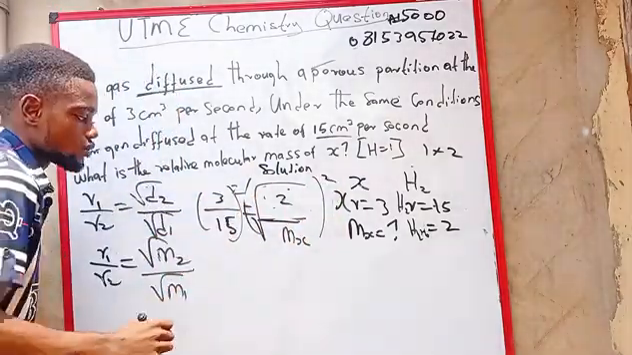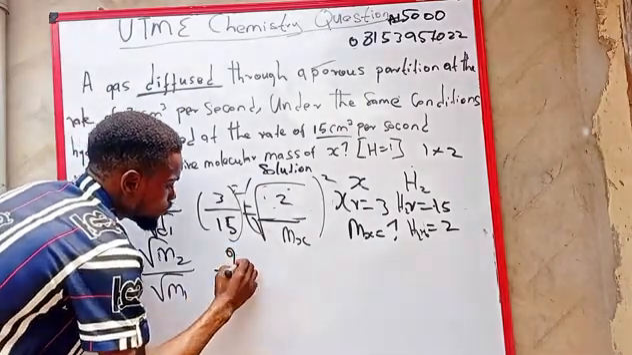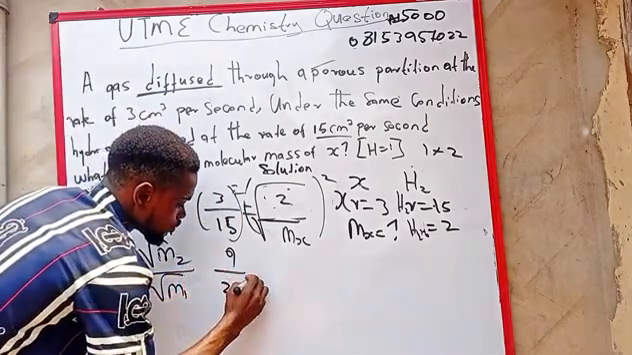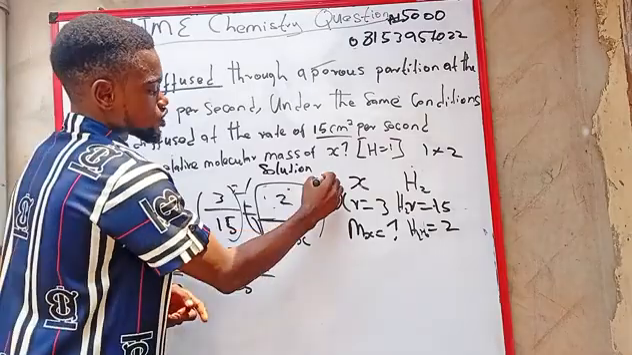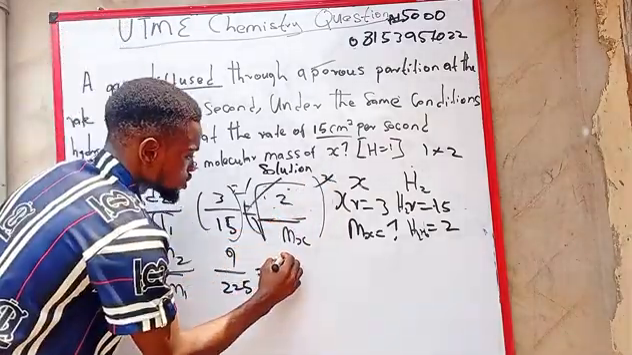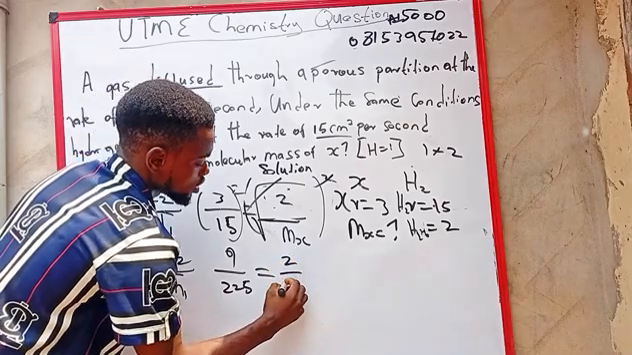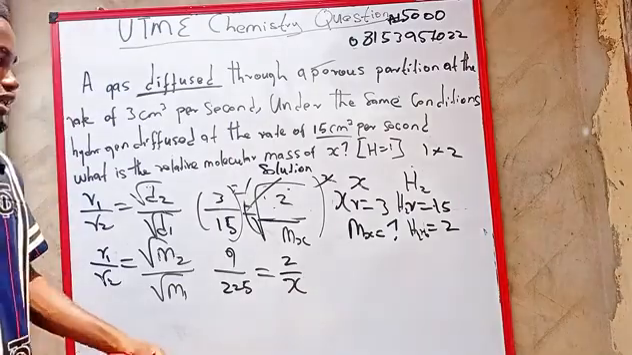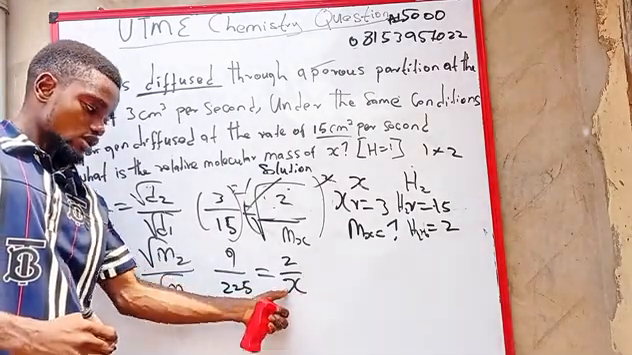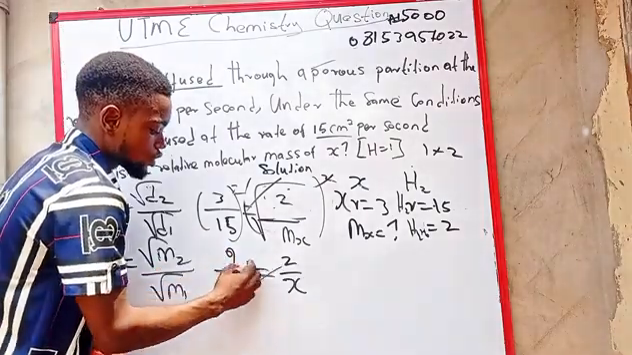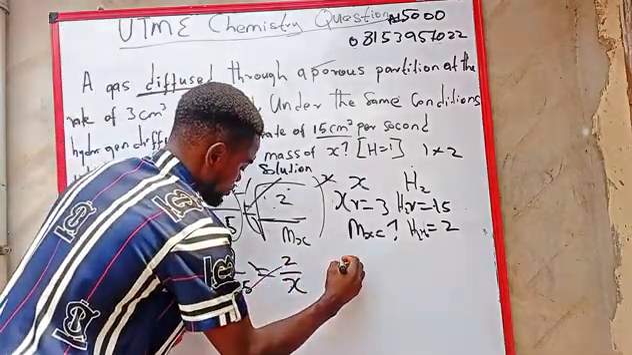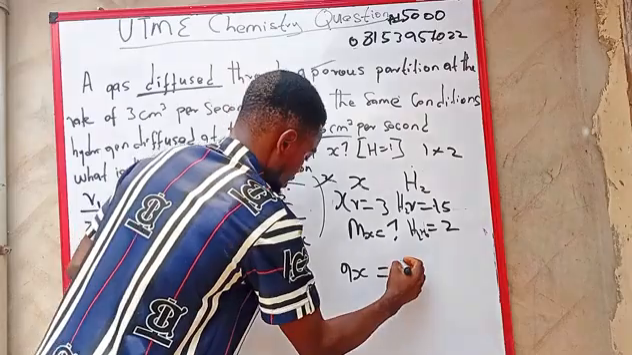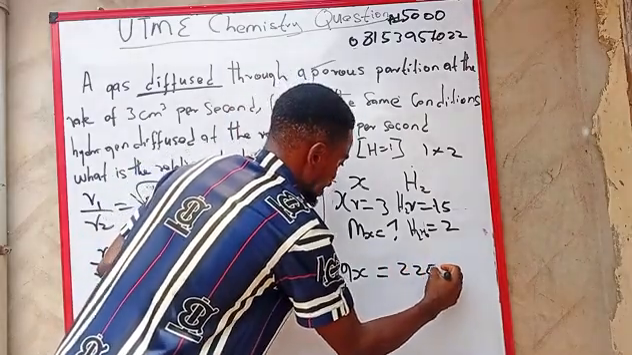Squaring both sides, 3 raised to power 2 gives us 9, all over 15 raised to power 2, which is 225, equals 2 over X. Let's call the molecular mass of the unknown gas X. Now we cross multiply, which gives us 9x equals 225 times 2.